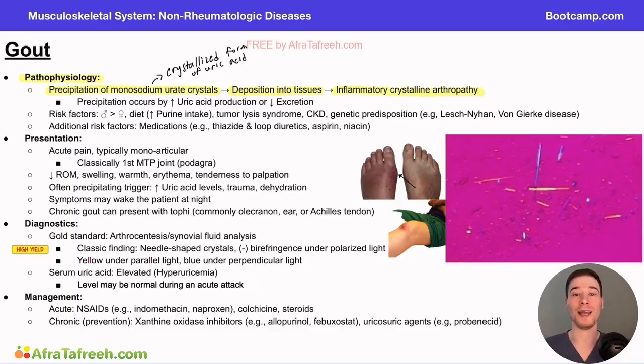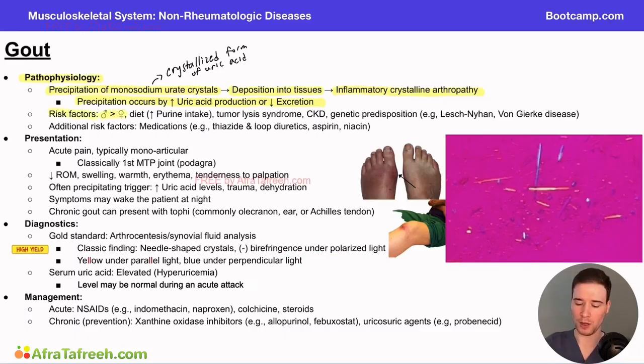Now, there's two key ways that this can actually occur. We can either have precipitation by increasing uric acid levels in the body, or by decreasing excretion. Again, typically if our kidneys are working appropriately, we're filtering the correct amount of uric acid in the body so we don't get buildup or deposition in the joints. But if we're not filtering it well enough, that can decrease our excretion. Additionally, if we have some other conditions, some risk factors we'll talk about.